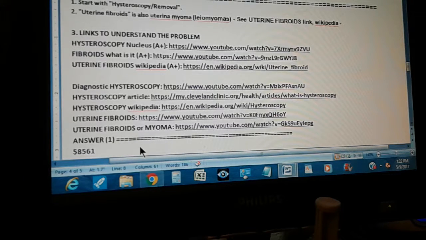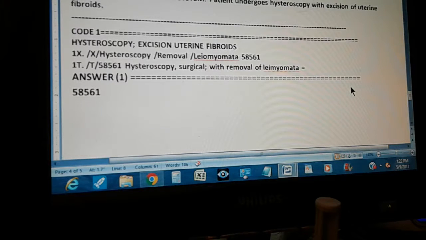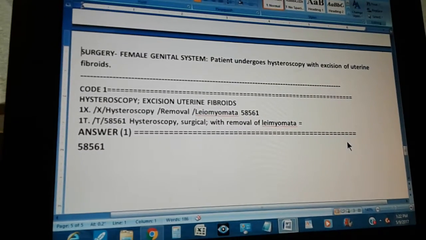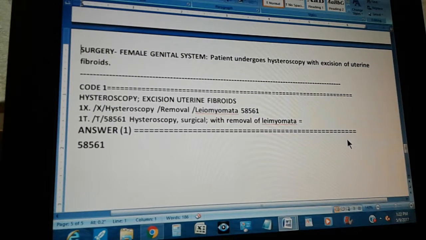We already finished giving you the tips, and you have the answer also, and now we're going to count to 3, so you can pause the video and give us the path, how we got to the answer. So 1, 2, 3. Okay, this is the summary of the whole problem. This is the surgery section of the CPT code book, the female genital system or reproductive system. The patient undergoes hysteroscopy, or looking in the uterus, with excision of uterine fibroids, right?